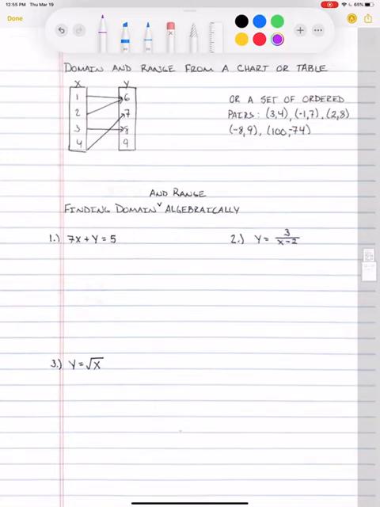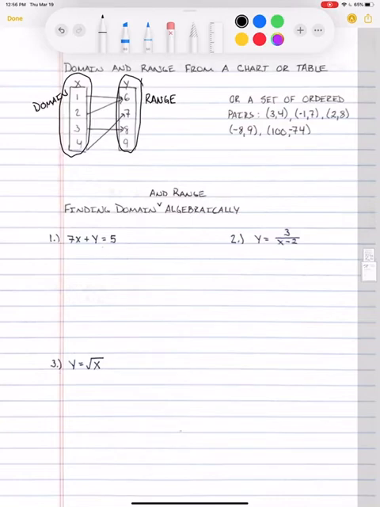Domain and range from a chart or table. From a chart and table or a set of ordered pairs over here, it's very simple. You just look at your list and you write it out as a set. So here we have our x values. This is our domain. And our y values, it's our range.